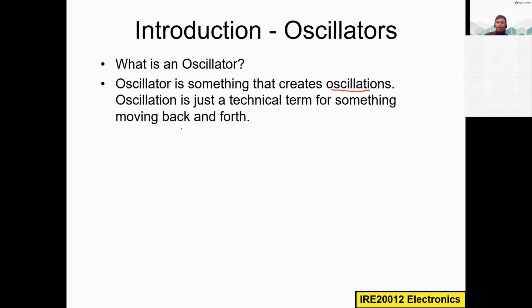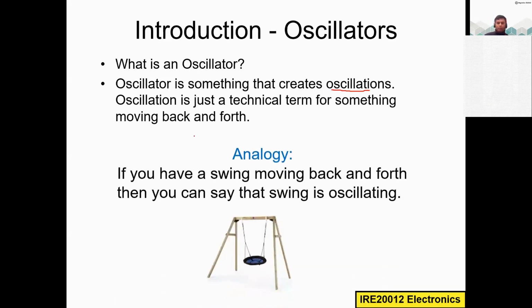So oscillations can be anything that is moving back and forth. For example, we will see one simple analogy. If you have a swing which is moving back and forth, then you can say that the swing is oscillating. This is just one simple analogy for you to understand this word oscillation. It's a fancy word, but it's just indicating something which is moving back and forth.